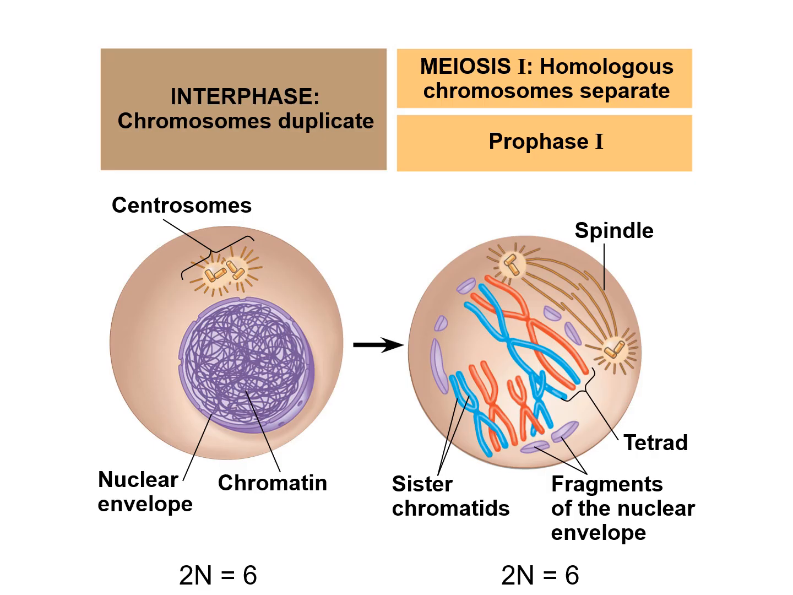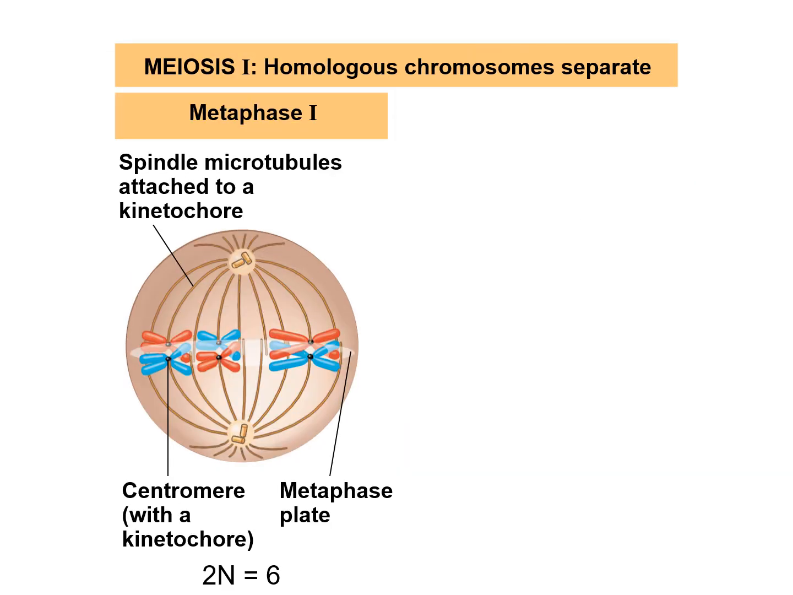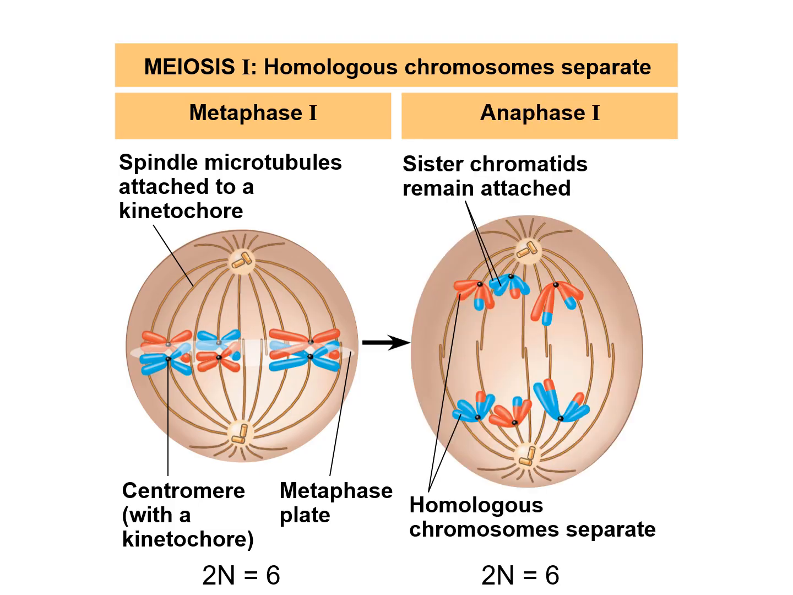A tetrad is a connected pair of homologous chromosomes. The spindle will also start to grow, the same way that it did during prophase of mitosis. During metaphase 1, the chromosomes will line up, but this time, instead of lining up single file, they'll line up as pairs because they are attached to one another as tetrads. Instead of having the centromere separate during anaphase 1, the tetrads will break apart, and each whole chromosome is going to migrate to its side of the cell.